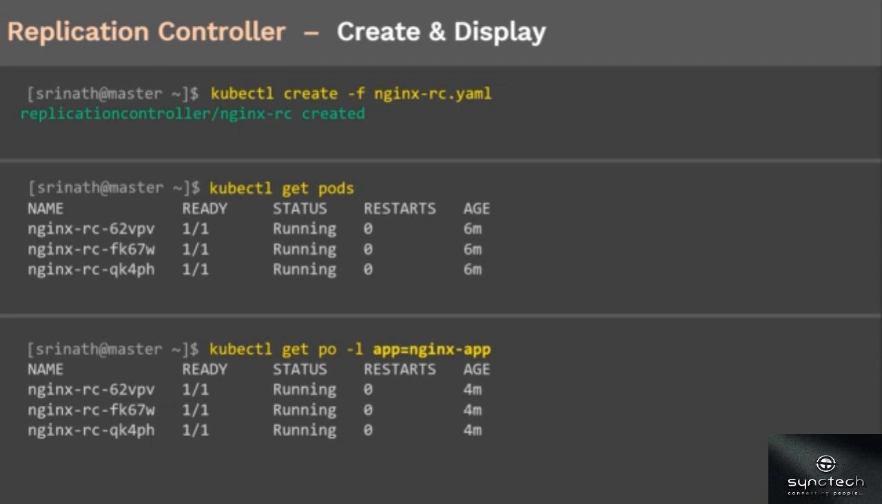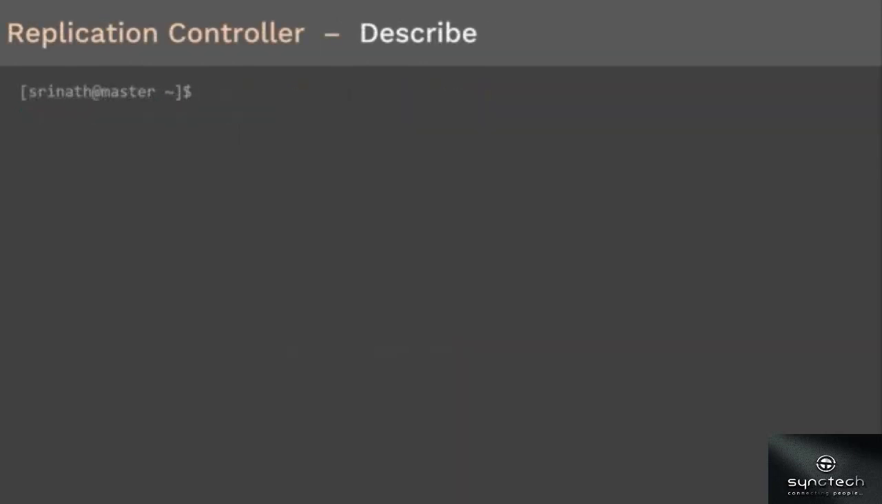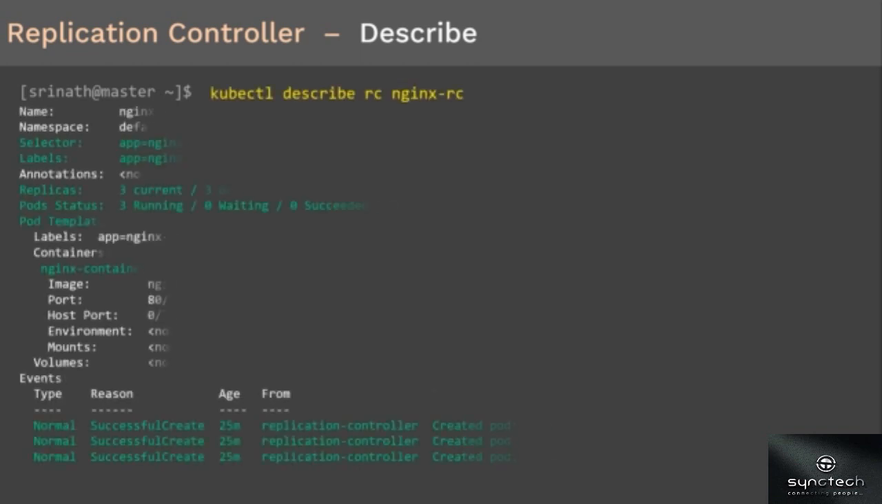So now let's print the complete details of the nginxrc replication controller. For that, we use the describe command. We'll see more about that in the next slide. We use the kubectl describe command to display complete details about a specific replication controller. In this example, we are displaying the nginxrc replication controller.